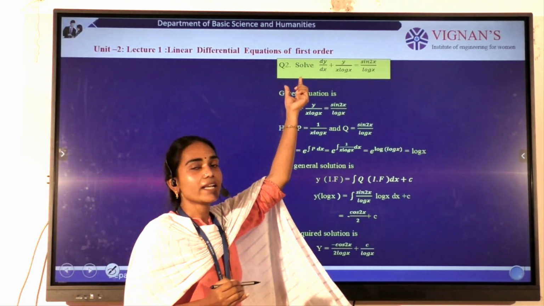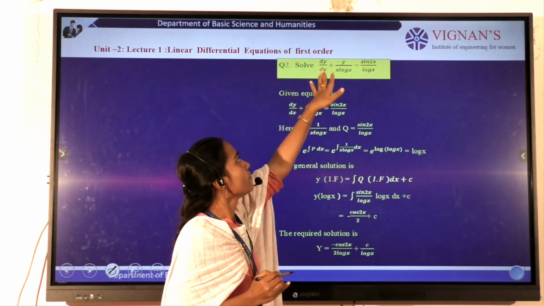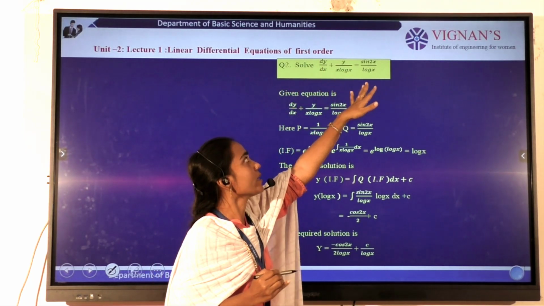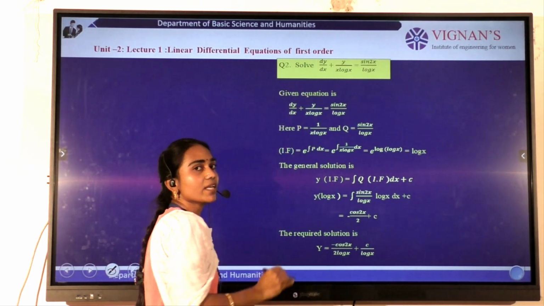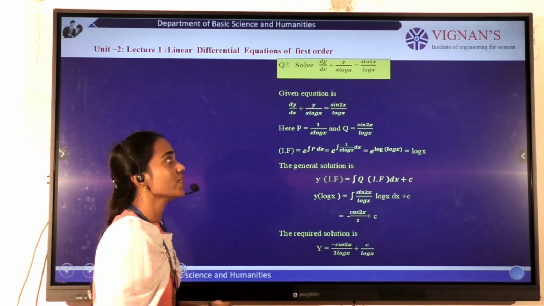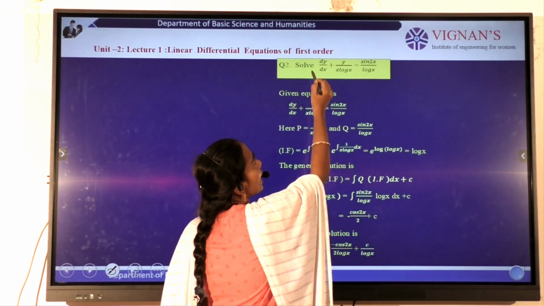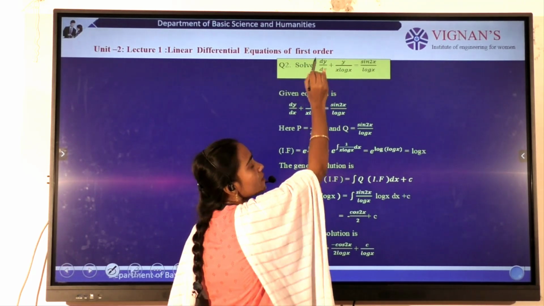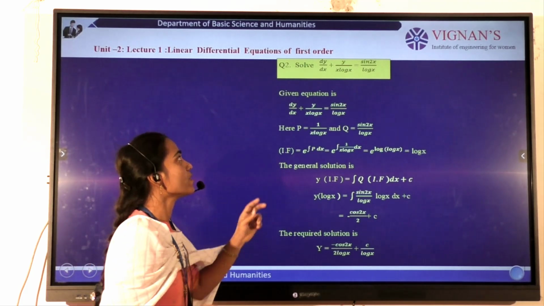Next, let us discuss the second example problem. Solve dy by dx plus y by x log x is equal to sin 2x by log x. The question is already in the form of linear differential equation in y, because y, the dependent variable, appears in the first degree, and dy by dx also appears in the first degree. So we can easily tell this is a linear differential equation of first order in y.